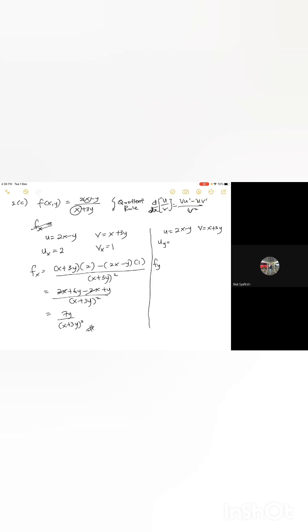Okay, so differentiate u with respect to y, I will have negative 1. Vy will be 3. Vu prime minus u v prime over v squared. So this negative 3 and positive 3 can be cut out. So what's left is negative 7x over x plus 3y squared.